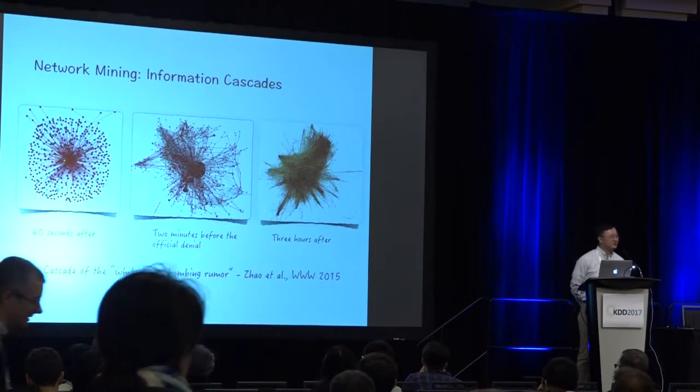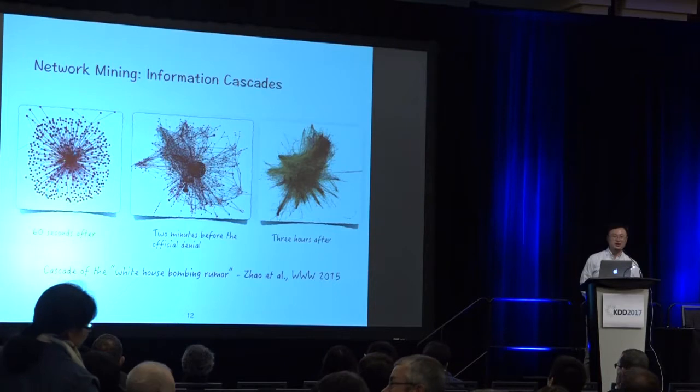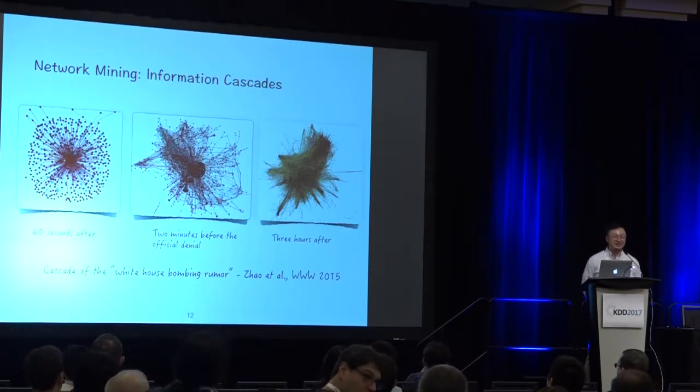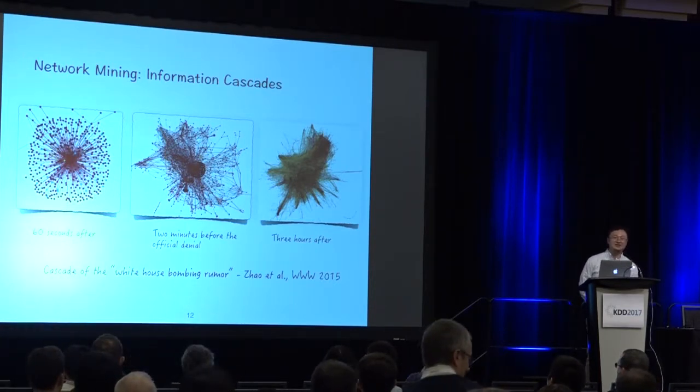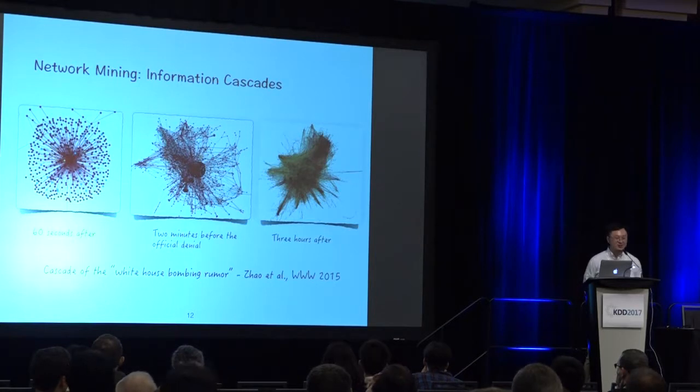And this is also related to another important task, to analyze the information cascades on a network. Rumors themselves are a perfect example of information cascades. There are many others, like opinions, like our research papers, like news articles, like even just a single tweet. They are propagating among different networks.